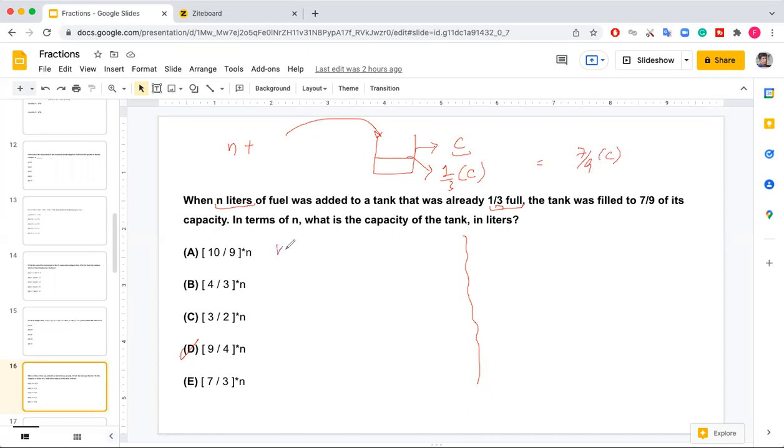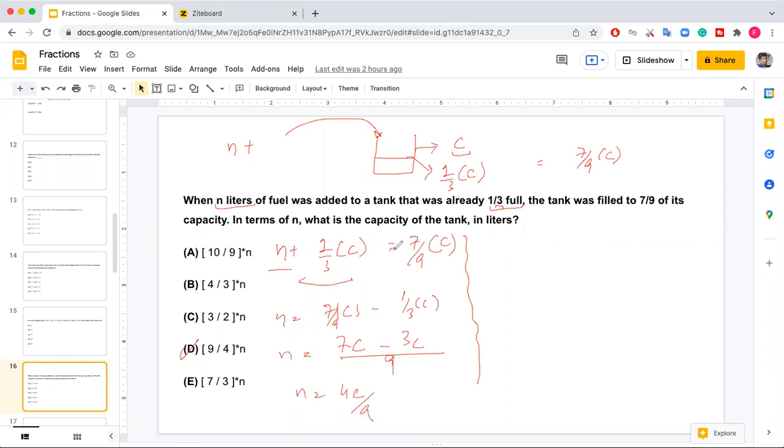So we have this equation: n liters added to 1/3 of capacity, which is already filled, and the result is 7/9 of the capacity. So n will be equal to 7/9 of capacity minus 1/3 of capacity. What is the LCM of this? This is 9. So this is 7C minus 3C, right? So n will be equal to 4C/9.